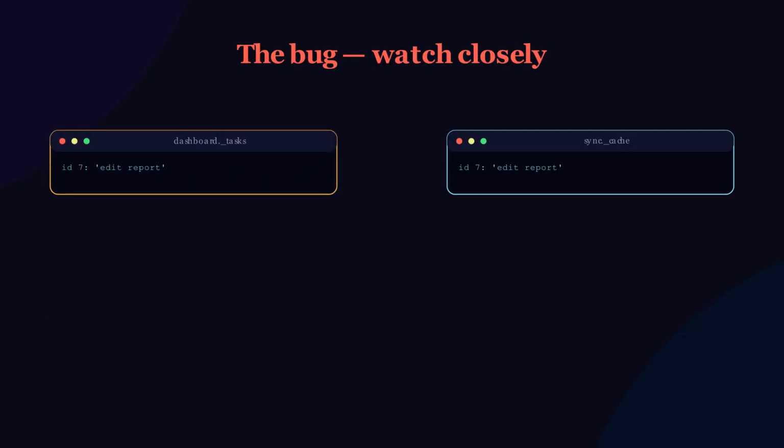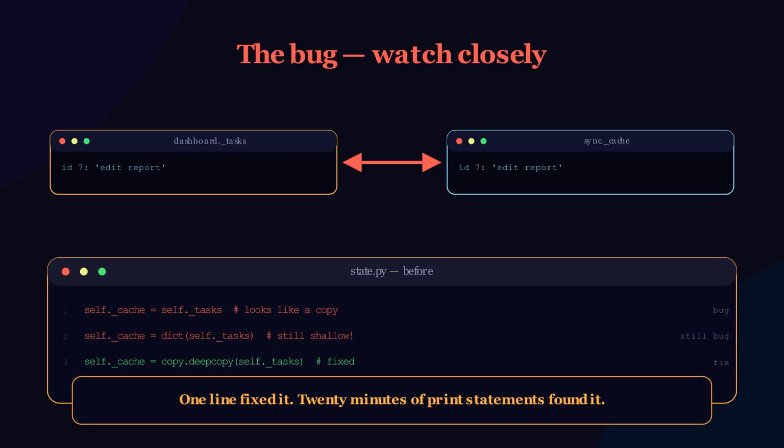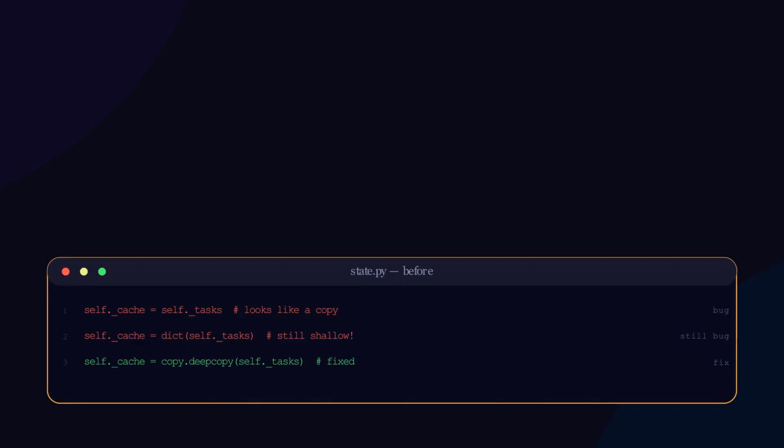Here's where it actually broke. Watch closely. The dashboard and the sync client were both holding what looked like separate copies of the task list. They weren't. It was one dictionary referenced twice, a shallow copy problem, exactly like episode 69 warned about. Edit a task in the dashboard, and the sync client's old version changed too, silently. Swapping dict copy for copy.deepcopy fixed it in one line. One line. But finding it took 20 minutes of very confused print statements.